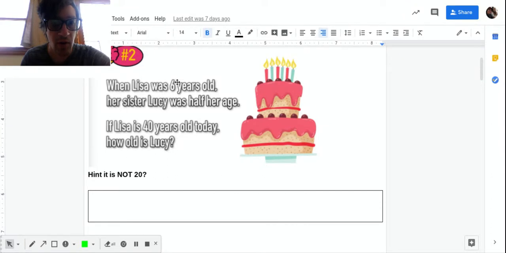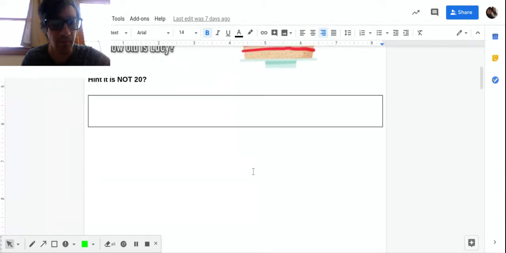Use this information to figure out how many years Lisa is older than Lucy, and then use 40 to figure out how old Lucy is now.